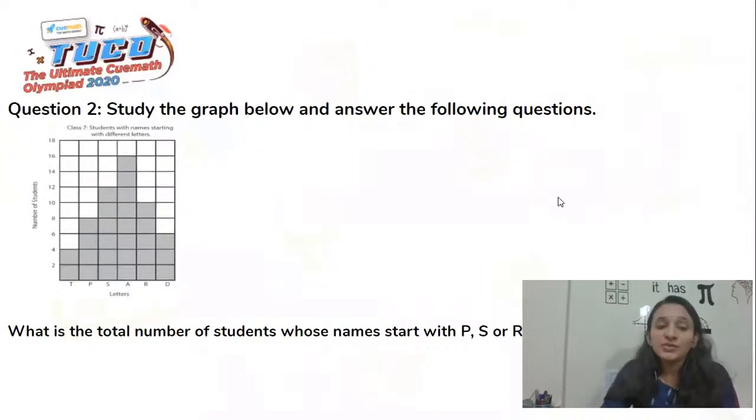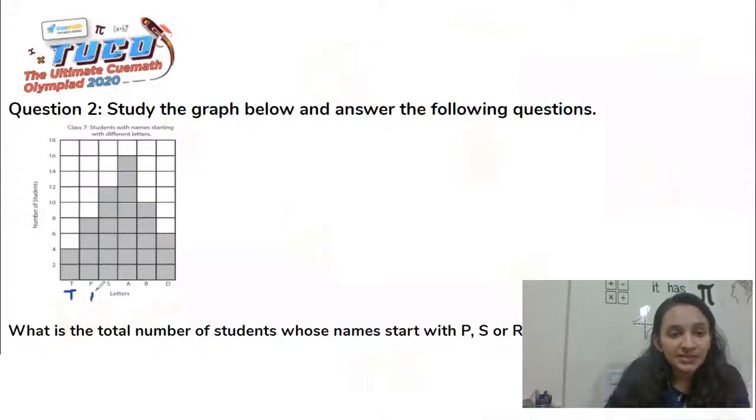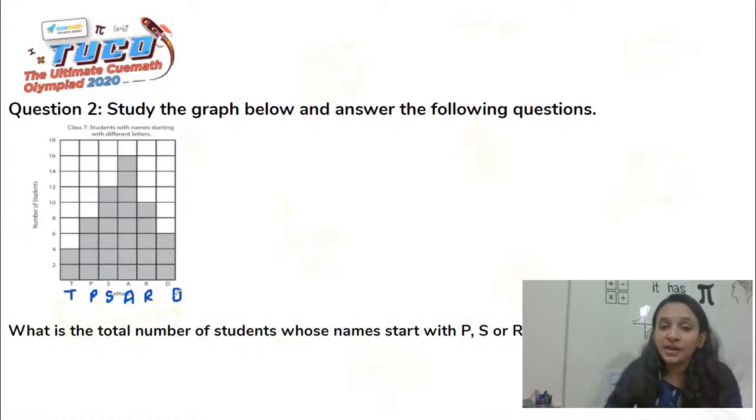Now it says, what is the total number of students whose names start with P, S, or R? So put together P, S, or R. Again, I'll write it for you. This is T, this is P, S, A, R, and D. We are to look for the number of students put together for P, S, or R. These are the 3 letters that we have to focus on, so we'll find the number of students against these letters.